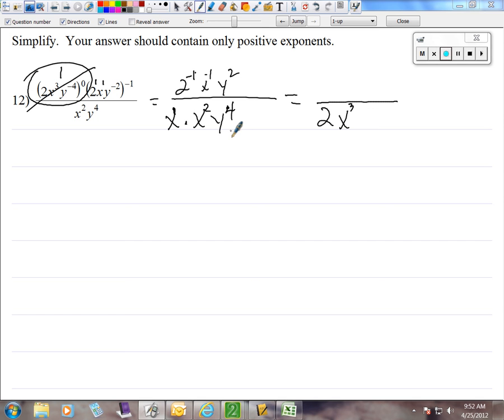Now what happens with the y's? Yeah, so if there's not anything left on top, you have to put a 1. Are we finished? How many got that answer? Bonus point and I'm finished.